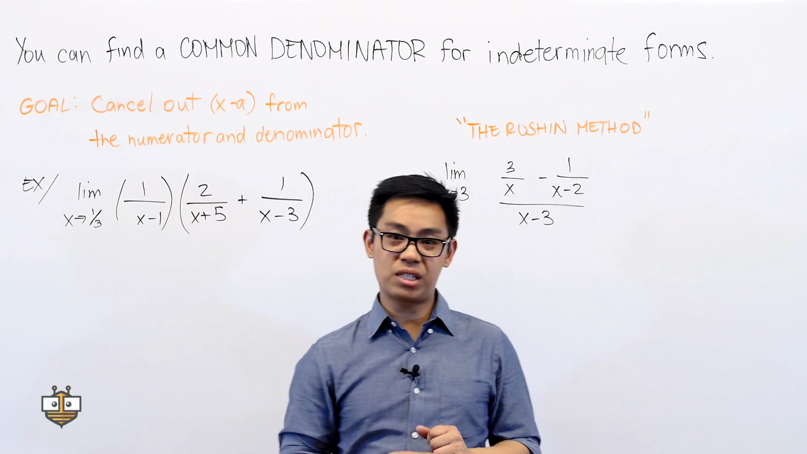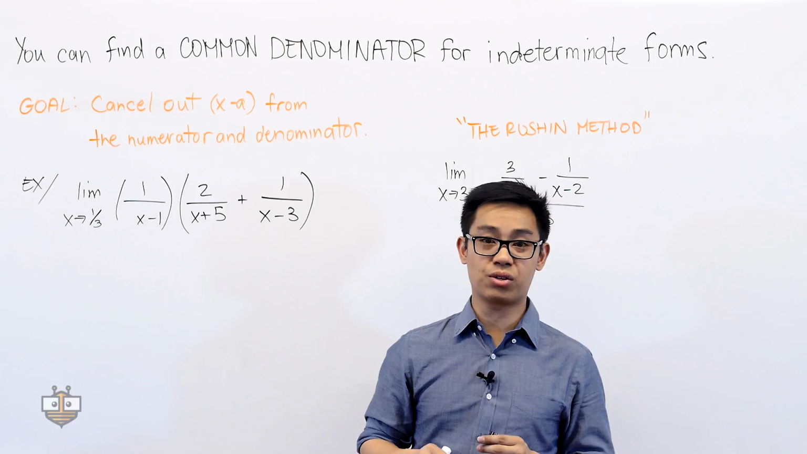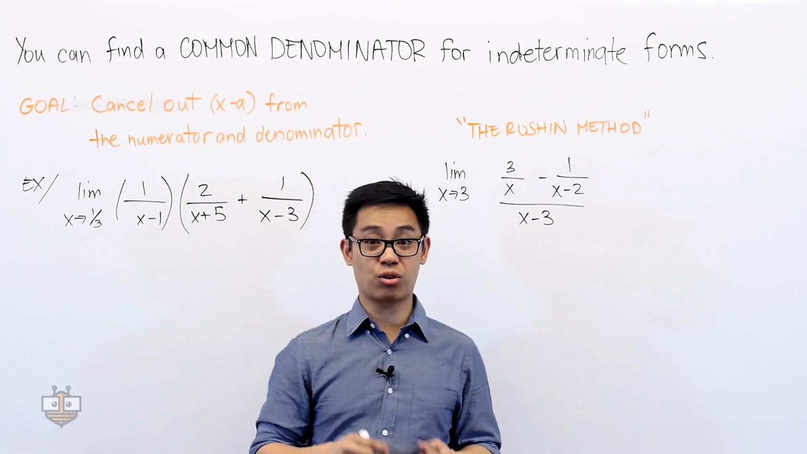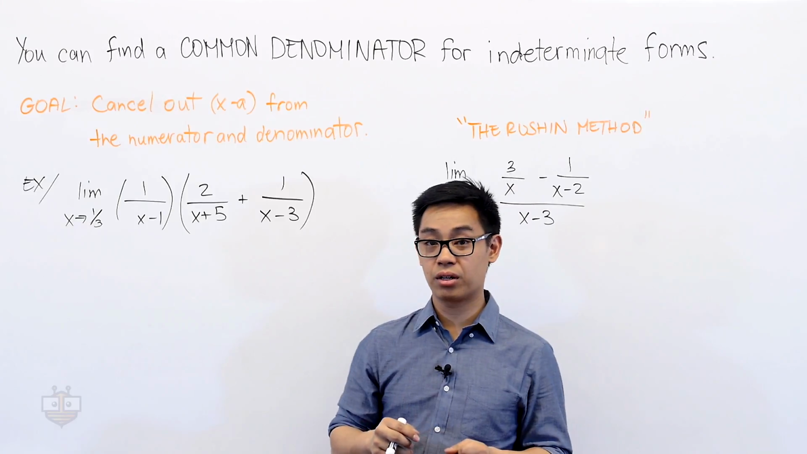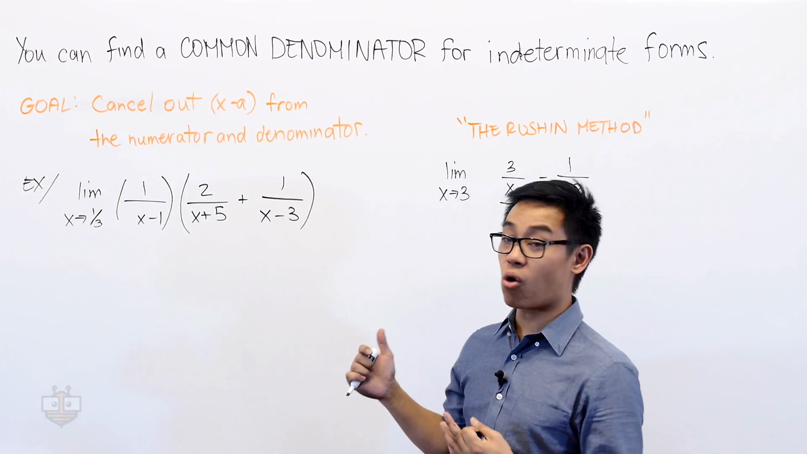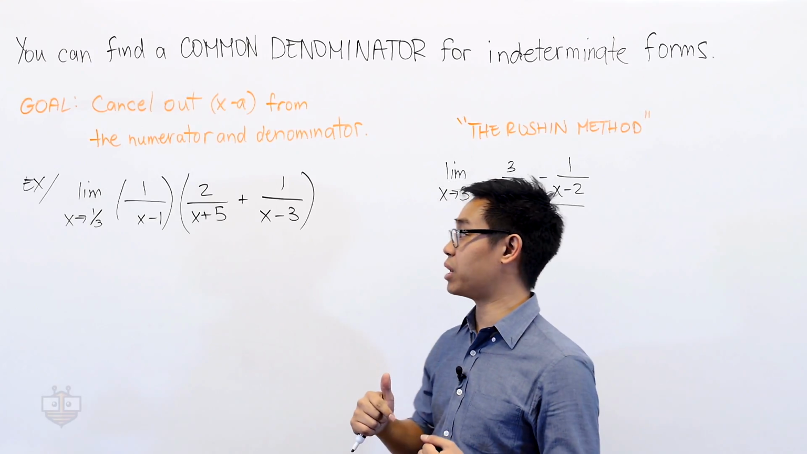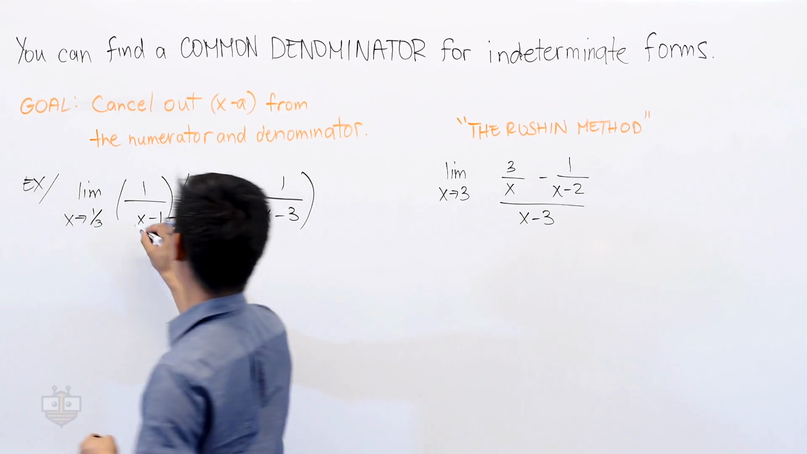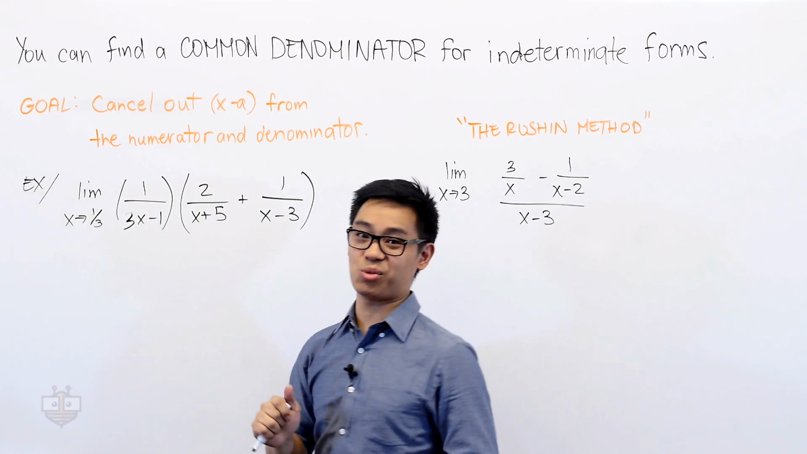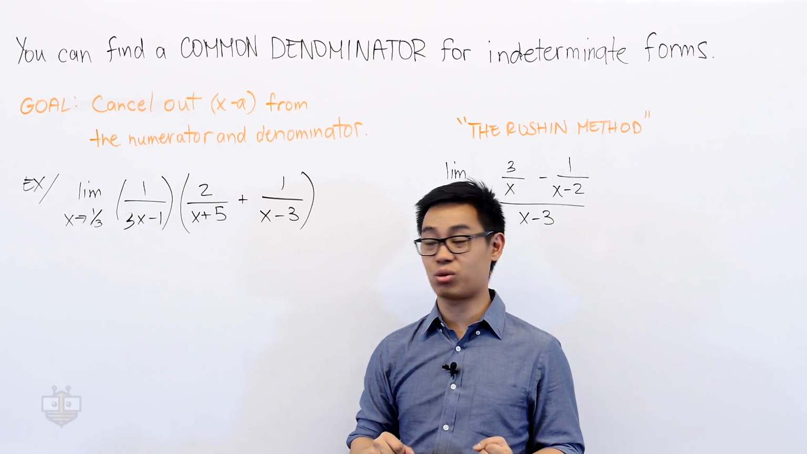When evaluating limits algebraically, if we encounter an indeterminate form of 0 over 0 for a rational expression or a rational variable expression, what you can do is find a common denominator. Remember that the goal is to cancel out an x minus a out of both the numerator and the denominator. Suppose we have the limit as x approaches 1/3 of 1 over 3x minus 1 times 2 over x plus 5 plus 1 over x minus 3.